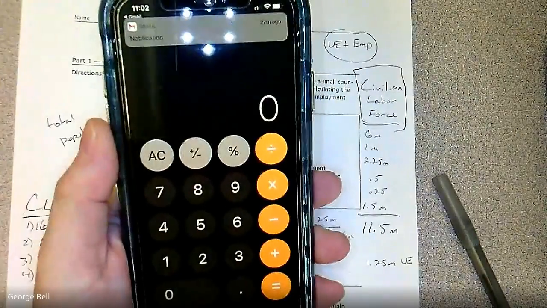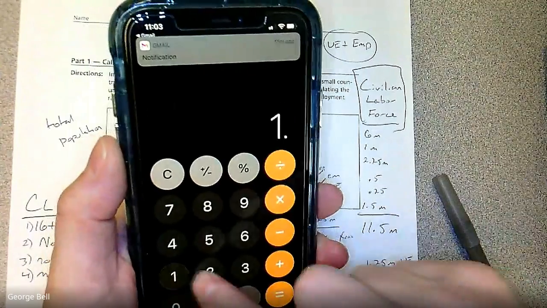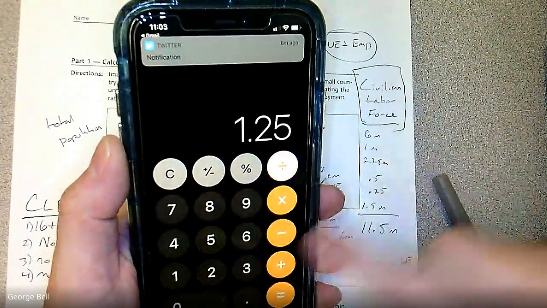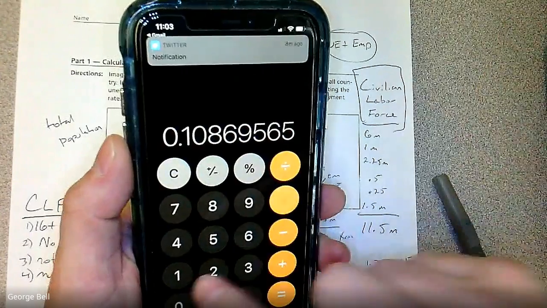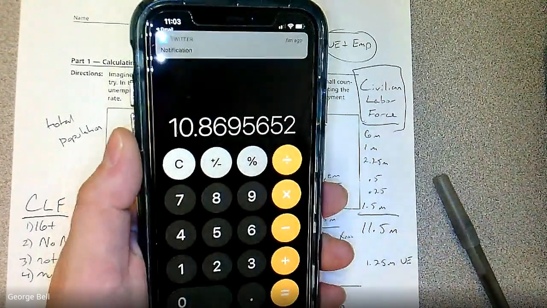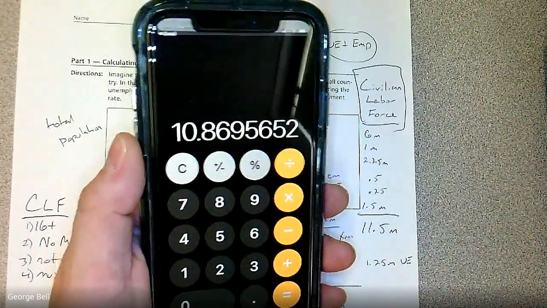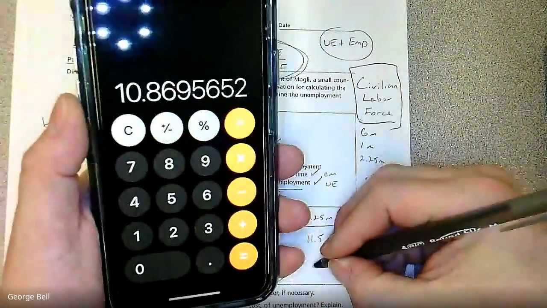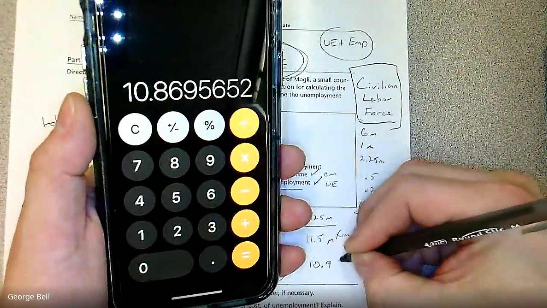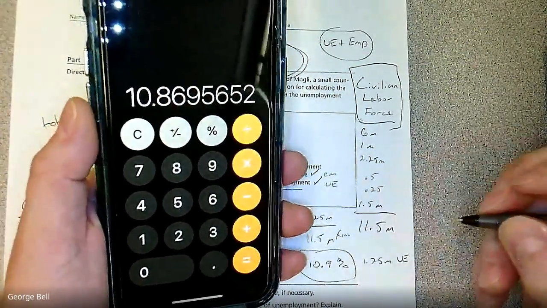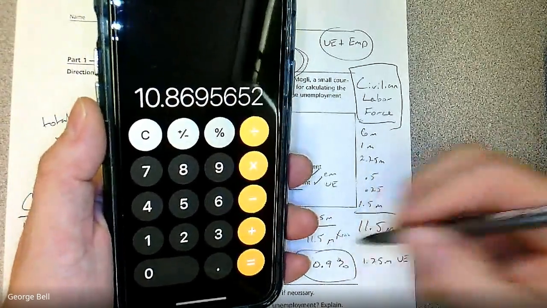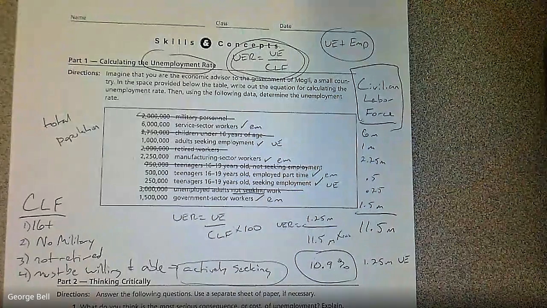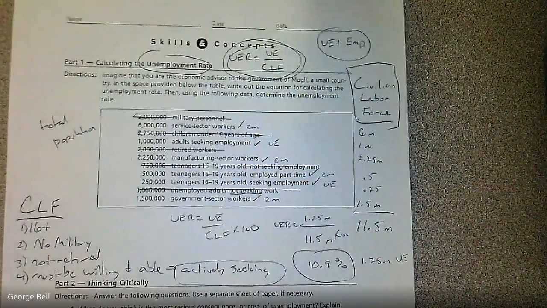Okay, so looking at my calculator, 1.25 million divided by 11.5 million equals 0.1086 and so on, times that 100 to convert this to a percent. That is 10.869562%. We will round that to 10.9%. Round unemployment to the nearest tenth. The unemployment rate in this nation is 10.9%. And that, ladies and gentlemen, is how you calculate unemployment.